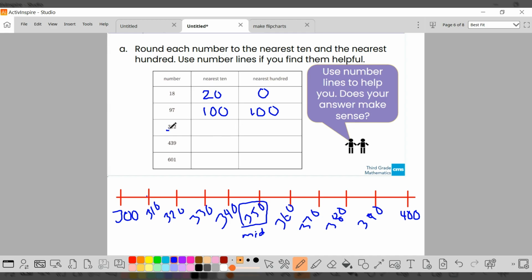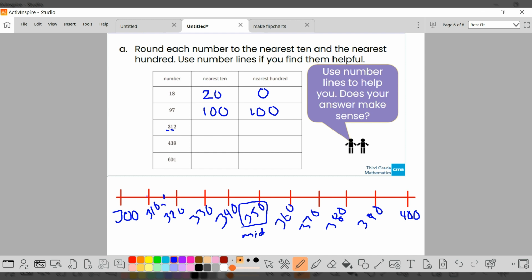Okay, so now I'm looking at 312. Where would it fall between? So I know I have 300s, but I have 10. So I'll look at 310. This is my starting number. Midway between those is going to be 315.